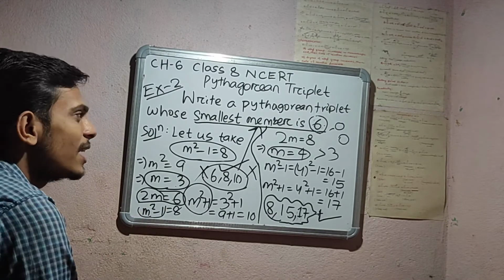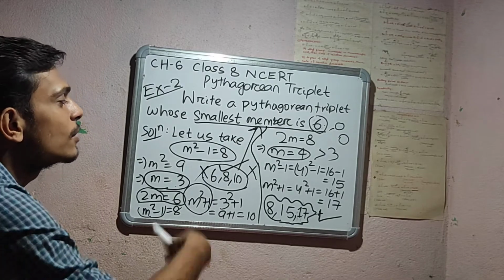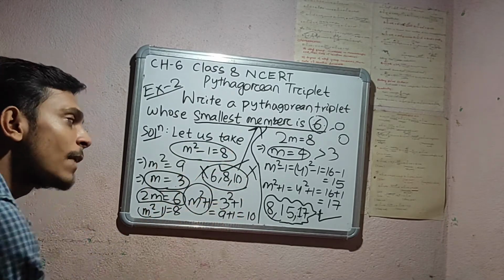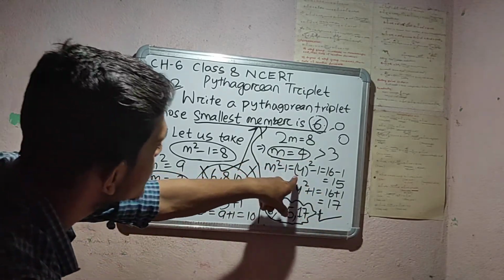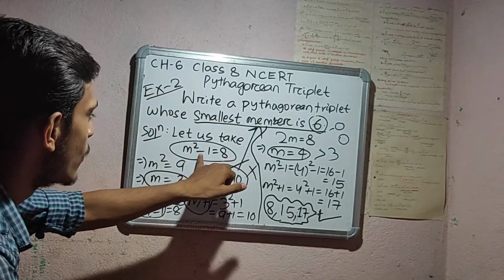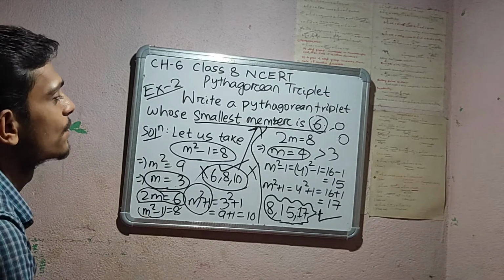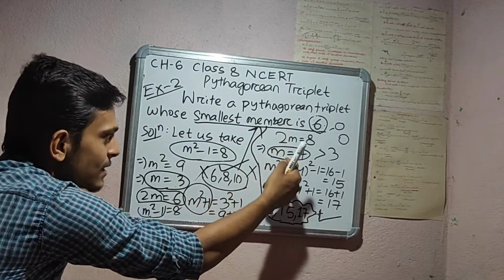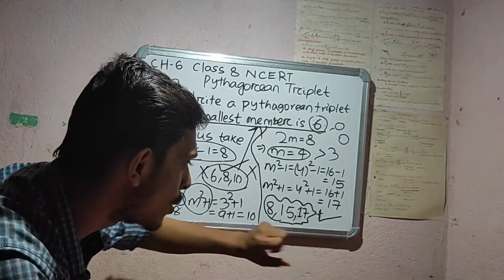This Pythagorean triplet method is not applied to all questions. We have to try it. We try one first, and if we cannot find the answer, then we try another. In some questions, if this is taken, we cannot find the answer, but when that is taken, we can. So it can vary. We have to try and find the answer.